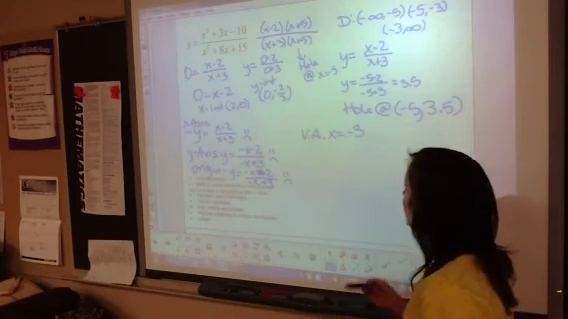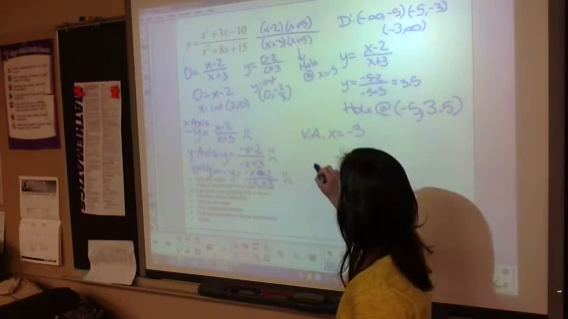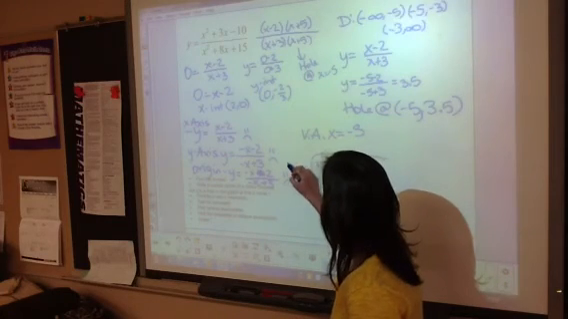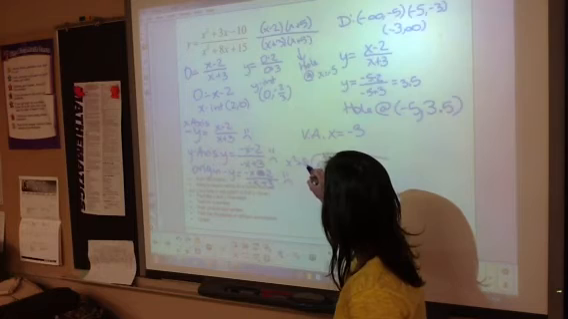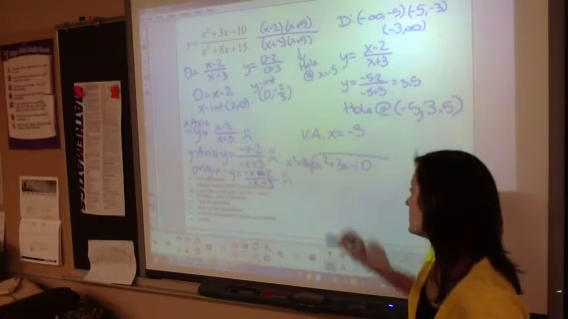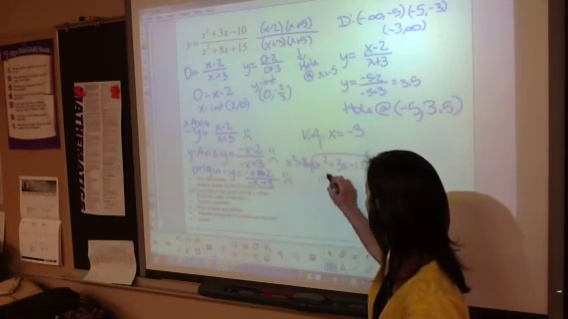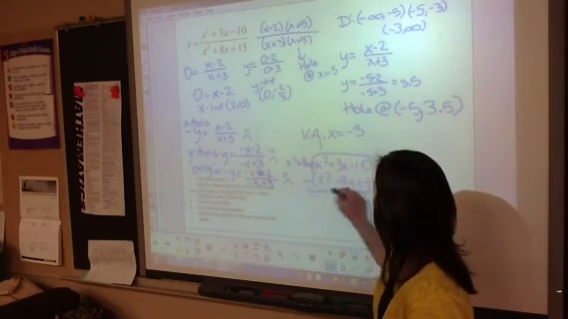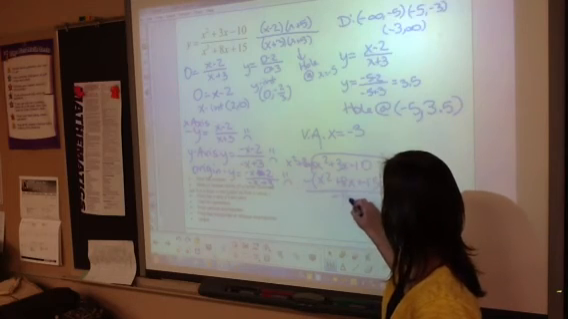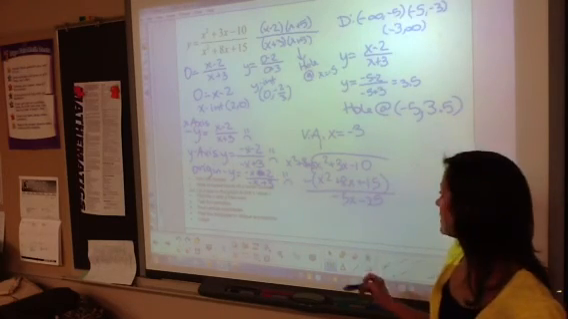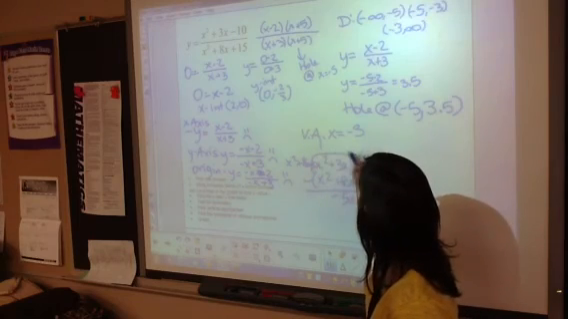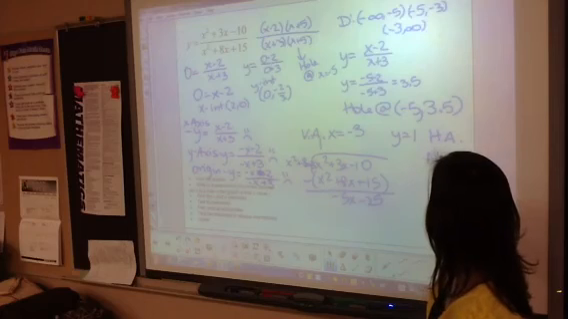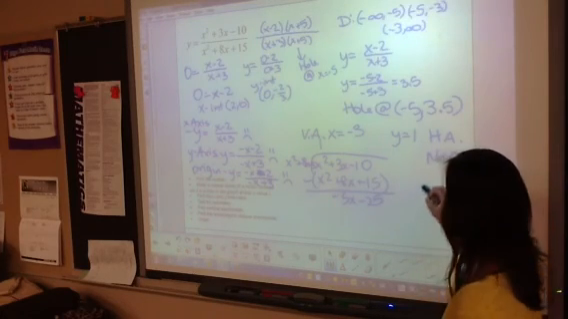For horizontal or oblique, we must do long division. So we have x squared plus 3x minus 10, all divided by x squared plus 8x plus 15. And when you divide x squared by x squared, you get 1. So we got x squared plus 8x plus 15. When you subtract, you get negative 5x minus 25, and you cannot divide. So we get y equals 1 is a horizontal asymptote. No oblique asymptote. So let's graph it.